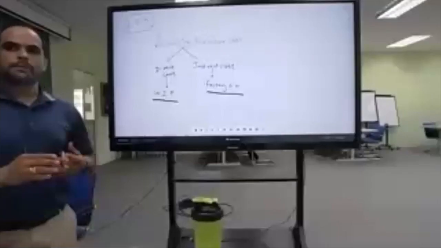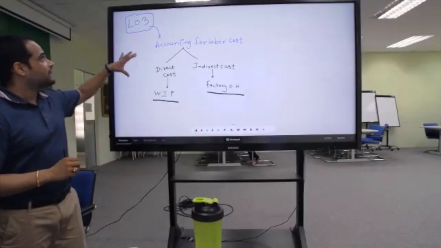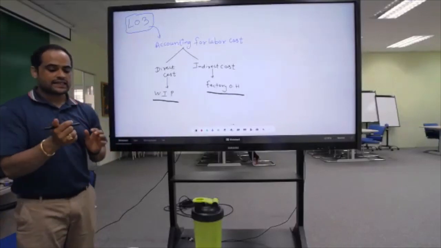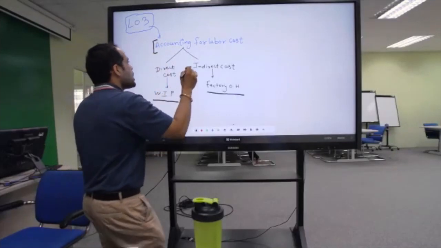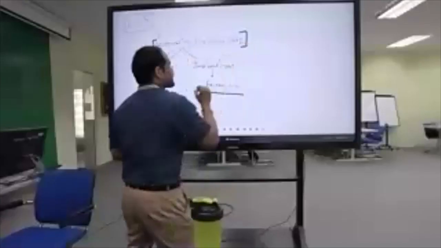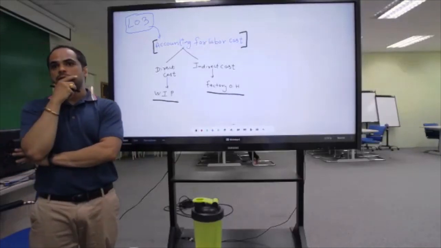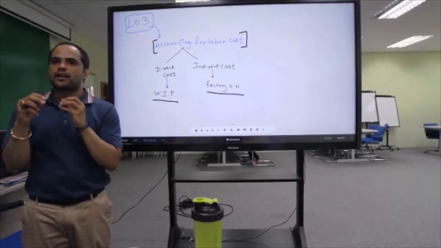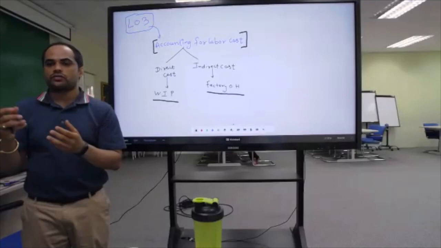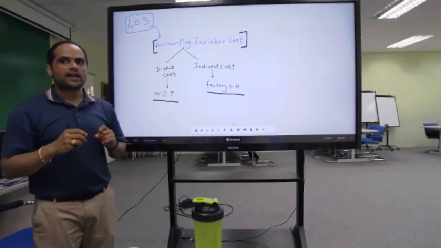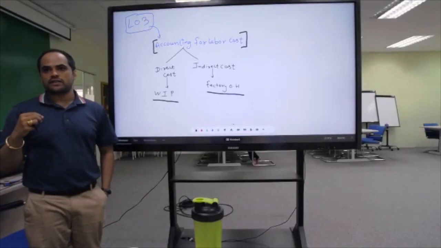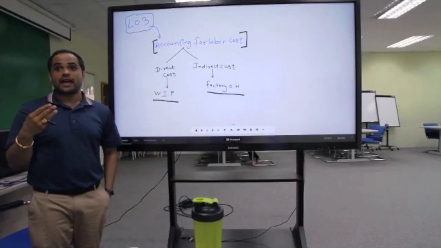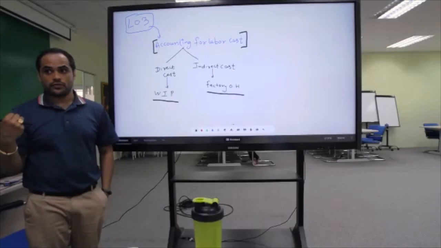So let me repeat again. Now, in learning outcome 3, we're going to discuss accounting for labor cost. Accounting for labor cost means how we record the labor cost in our accounts. You know that we have two types of labor cost: direct labor cost and indirect labor cost.